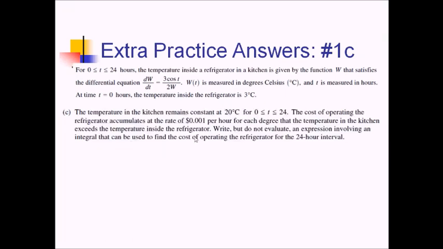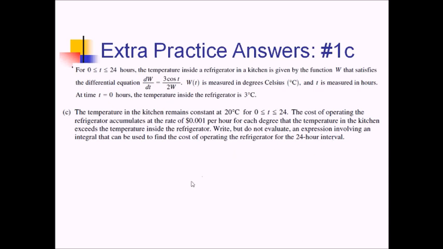For this problem, they're saying that the temperature in the kitchen is a constant 20 degrees Celsius. Cost of operating the fridge goes up at a rate of 0.001 per hour for each degree the temperature in the kitchen exceeds the temperature in the fridge. So in other words, the colder you're trying to keep your fridge relative to the kitchen, the more it's going to cost you. So write, but do not evaluate, an expression with an integral to find the cost of operating our fridge for 24 hours.